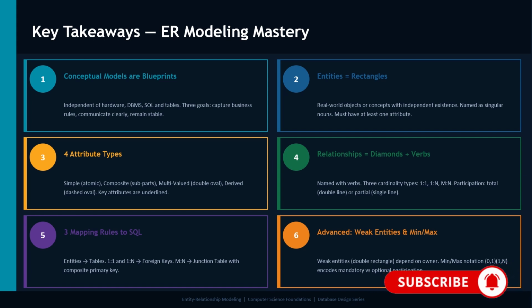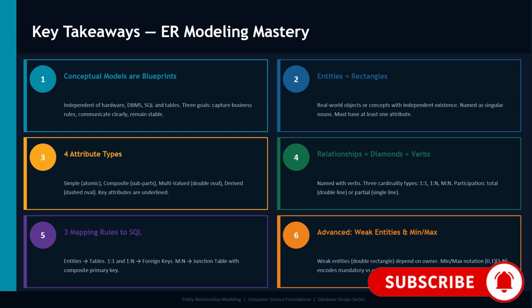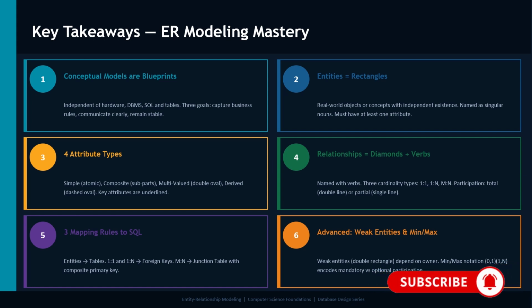Six, advanced concepts. Weak entities use double rectangles and depend on an owner. Min-max notation like 0,1 and 1,N and 1,N encodes mandatory versus optional participation precisely. Master the ER diagram, and you master the first step of great database design. Thank you.